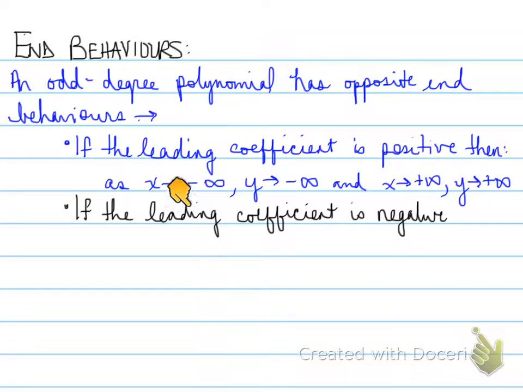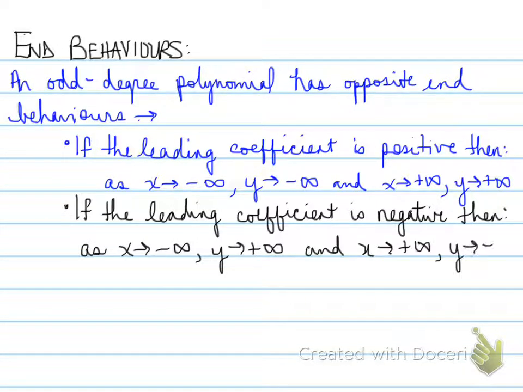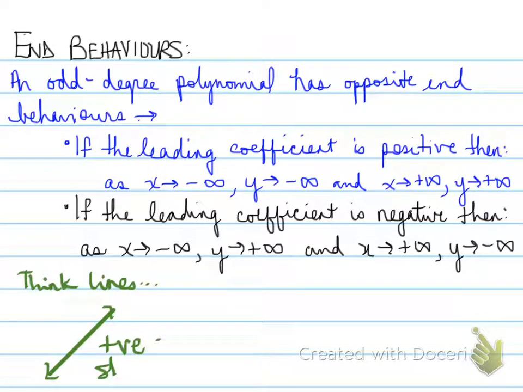Now, if the leading coefficient is negative, what's going to happen? Well, the opposite effect happens. As x approaches negative infinity, y approaches positive infinity, and as x approaches positive infinity, y approaches negative infinity. Okay, so what you need to think of is in terms of lines, so positive slope and negative slope.